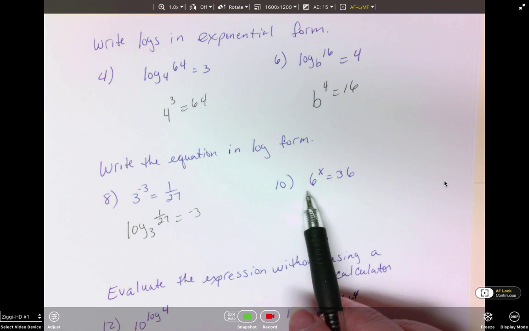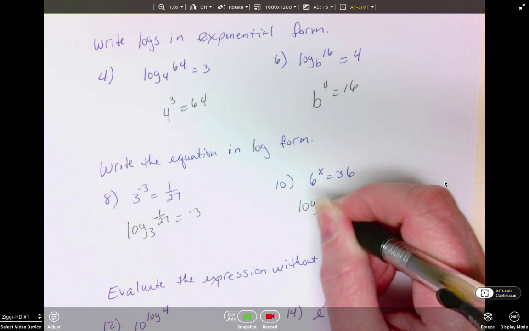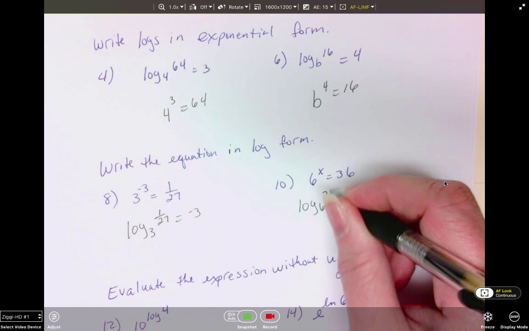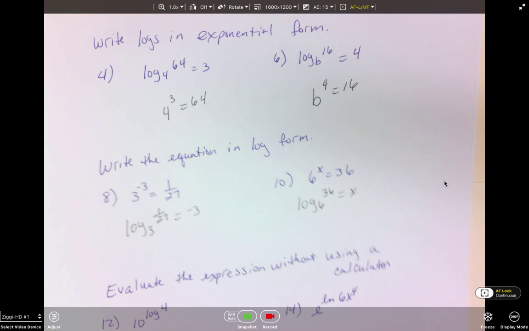Now if we look at this one, we're going to have the same base. So log base 6 of 36 is equal to x. That's all you're doing there.